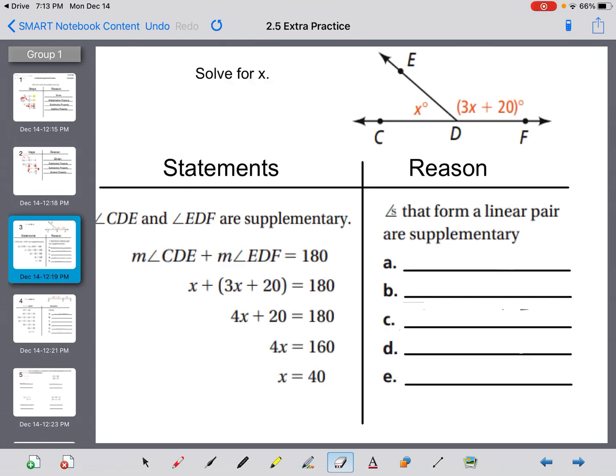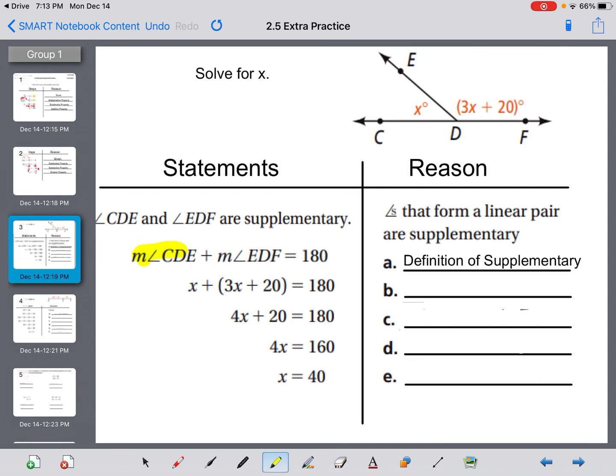Okay. Statements and reasons. Again, we have angle CDE and angle EDF creating a linear pair, a straight line. CDE is x, EDF is 3x plus 20. So they tell us right off the bat that angles CDE and EDF are supplementary. The reason they are supplementary is because that phrase, they form a linear pair or a straight line. Since they form a straight line, we can set angle CDE plus angle EDF equal to 180 degrees. And that is the definition of supplementary.